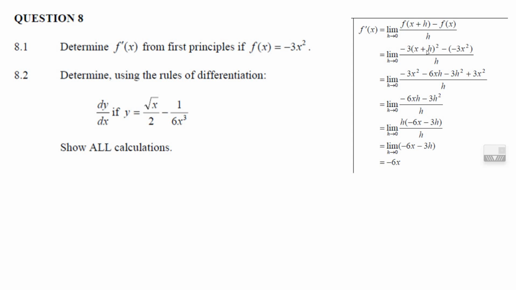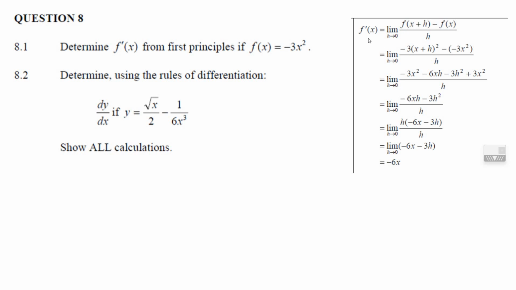X plus h squared is x squared plus 2xh plus h squared. And when you multiply everything by negative 3, it turns into this. Then something special happens. Minus 3x squared plus 3x squared equals 0. And you just get minus 6xh minus 3h squared.